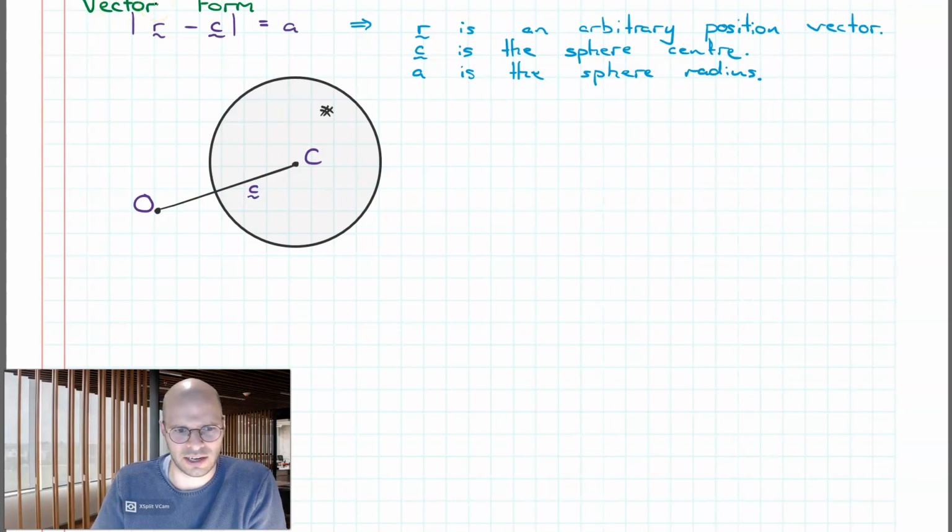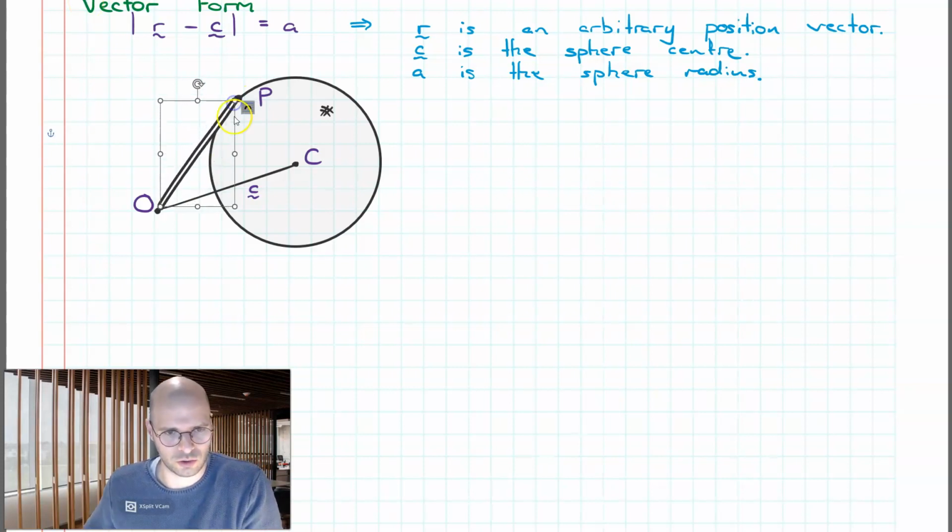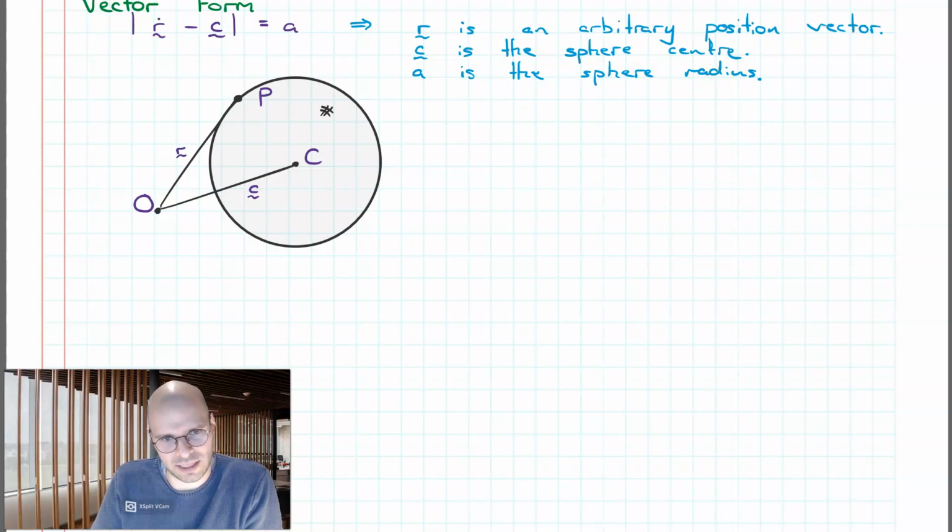Now, adding on to this diagram, what we need to do is put in a point P. We'll just say this point P is an arbitrary point, let's say there, and it's going to be represented here on the sphere. To get from O to P, we're moving along the position vector R. And point P is located in space as X, Y, Z. It's just arbitrary. It's not particularly important where it is. All we know is that it lies somewhere on the surface of the sphere.